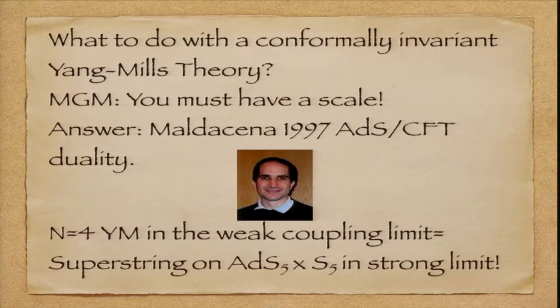And it took some other 14 years or whatever, 13, 15 years, before Maldacena provided us with the AdS/CFT duality, in which the conformal weights of the N=4 theory could be used as a scale for this theory. And N=4 Yang-Mills showed that N=4 in the weak coupling is a superstring on AdS times S5 in the strong. So this was one of the most amazing results.